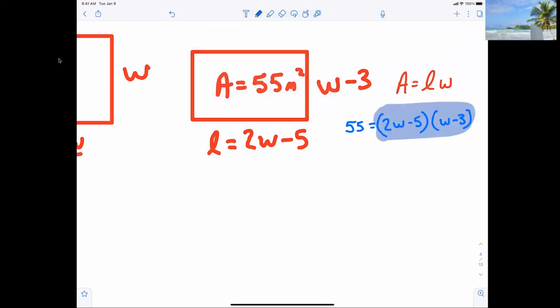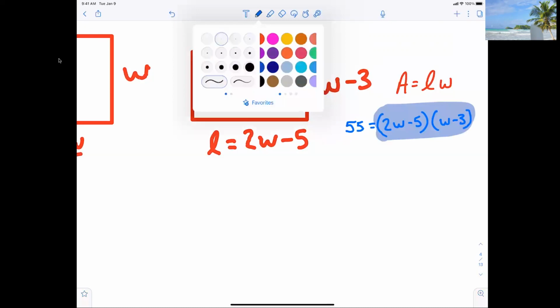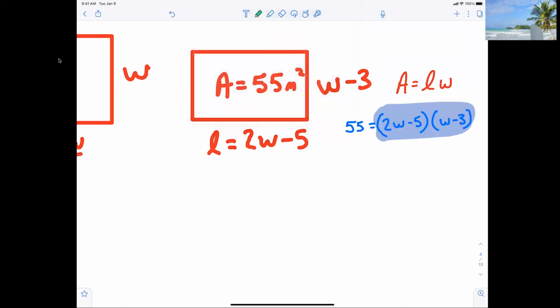So again, last class, someone told me they didn't know how to multiply that out. Needless to say, I was a little annoyed. We've done it 100 times. If you still don't know, it's okay, but learn right now. All right. So 55 equals, multiply 2W times W. What's that? 2W squared. Now we're doing our smiley faces.